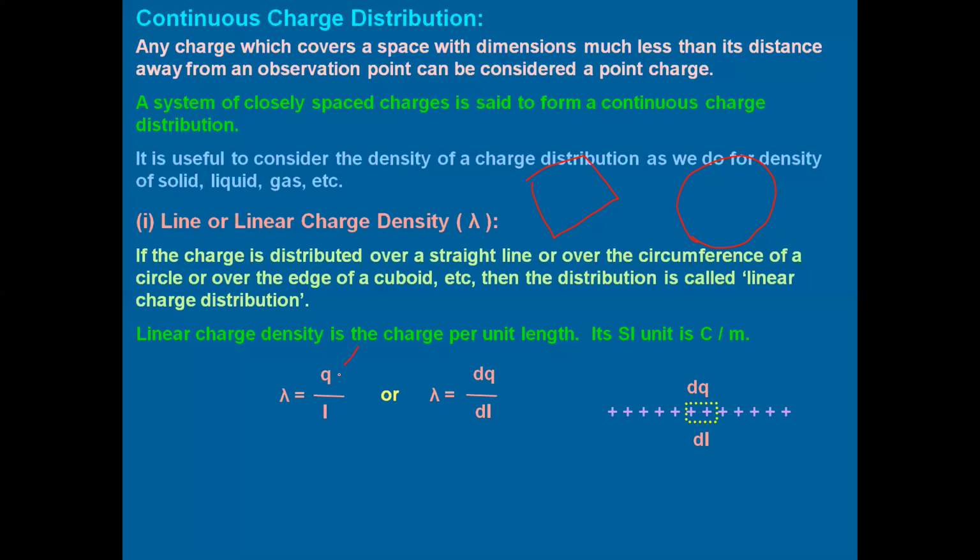Since we know that the SI unit of Q is Coulomb and the SI unit of L is meter, the SI unit of lambda will be Coulomb per meter. Second one is surface charge density. It is represented by the symbol sigma.